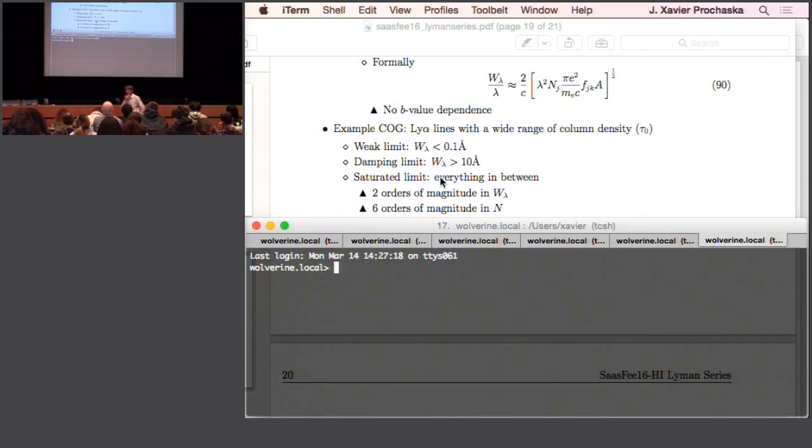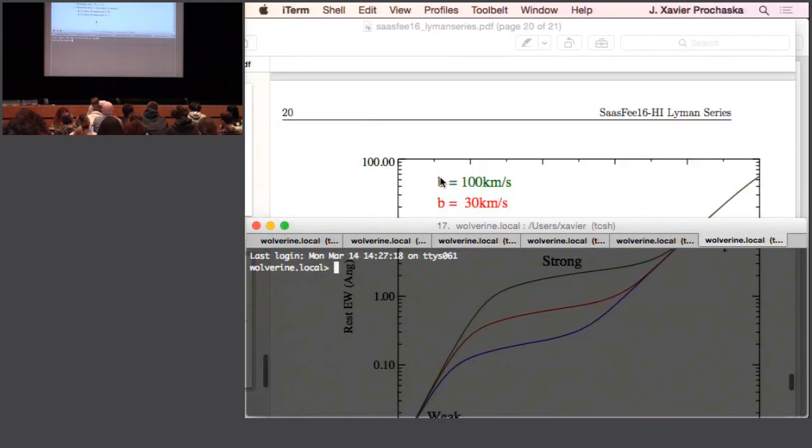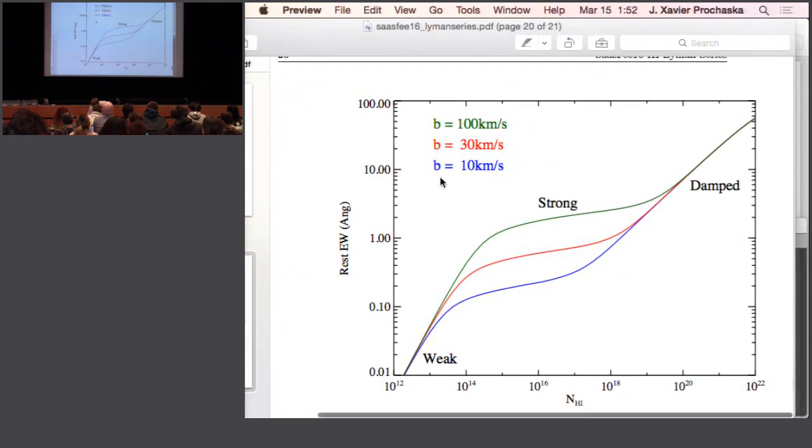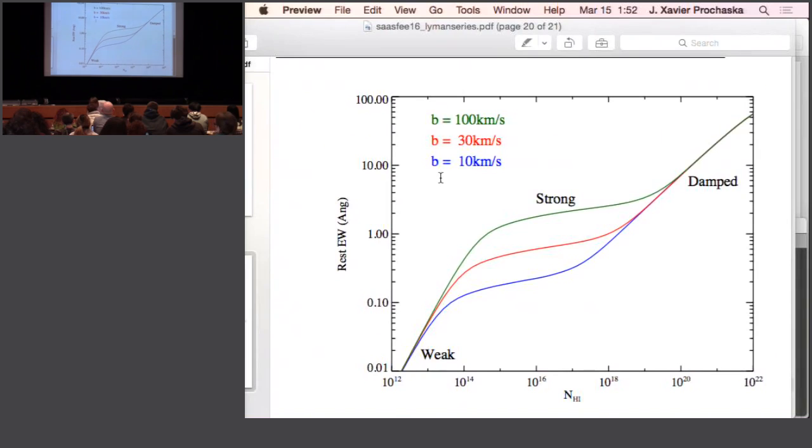And this is what makes it difficult to characterize gas in a wide range of environments, unless you have access to higher order transitions of the Lyman series. And here it is. Here's the full curve of growth now in terms of one figure.